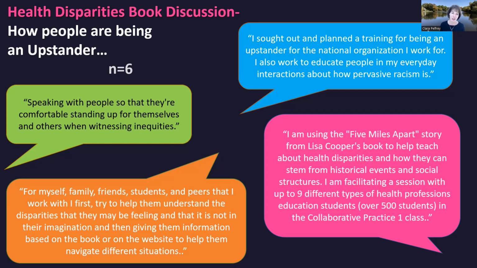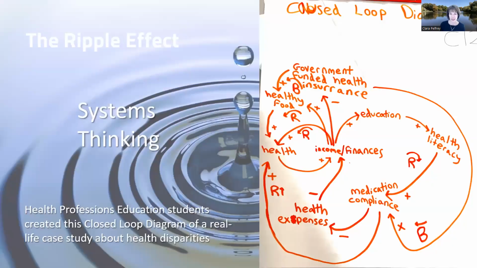And I was able to take something from the book discussion and use it to help them learn about health disparities. And then the next piece of that, truly the ripple effect, was surprising me. They used those same cases, real life case studies, in teaching the students about systems thinking. So the health education students created this crazy looking diagram here called a closed loop diagram. This is a systems thinking thing.